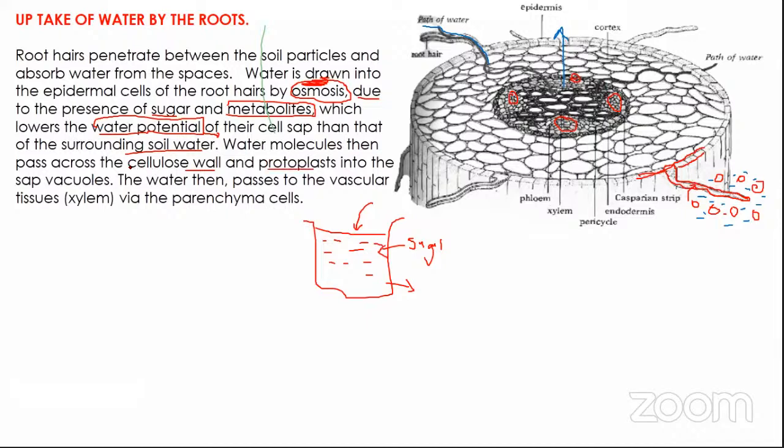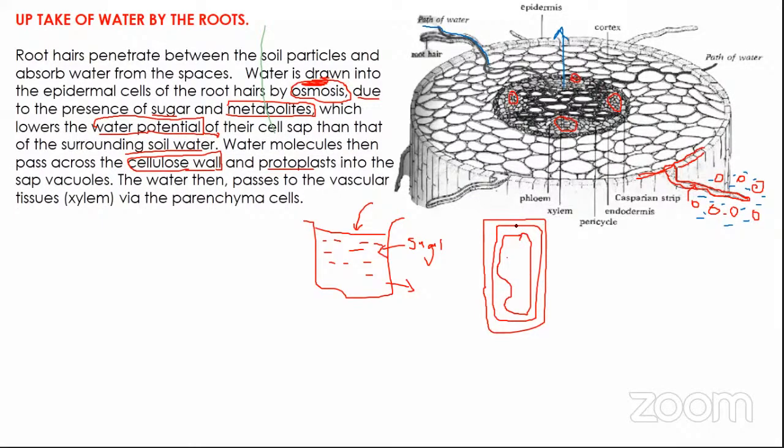Now, the cell wall: what you must know is that for any plant cell, a plant cell will have a cell wall, and then it will have a cell membrane, and then a vacuole wall, like that.